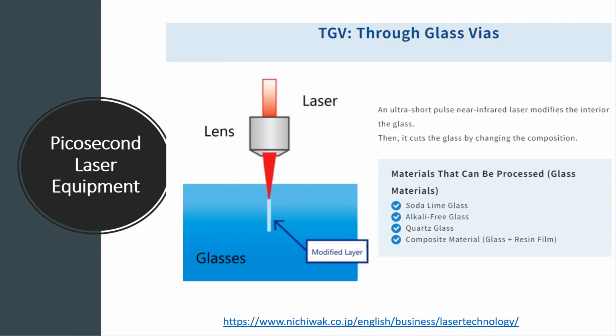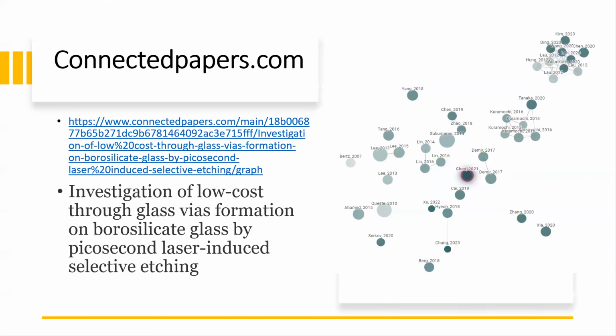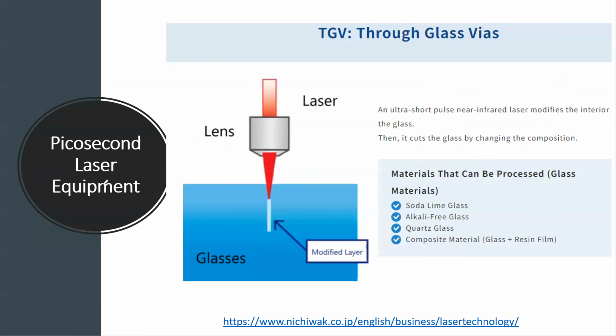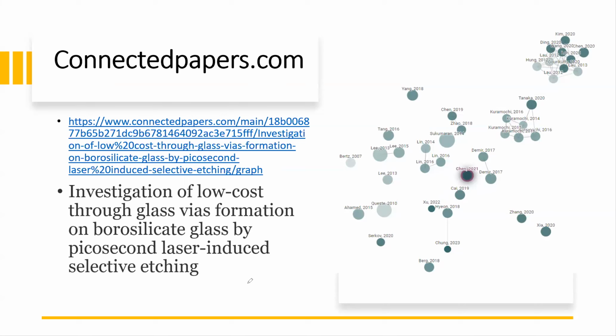So I introduced you to 3 vendors doing this business. Now let's look at the connected papers. So I found a paper that is an investigation of low cost through glass via formation on this BSC glass, borosilicate glass, by picosecond lasers of this type. So let's look at more details. But how do I find a paper that has more details and then find out if they are really important?